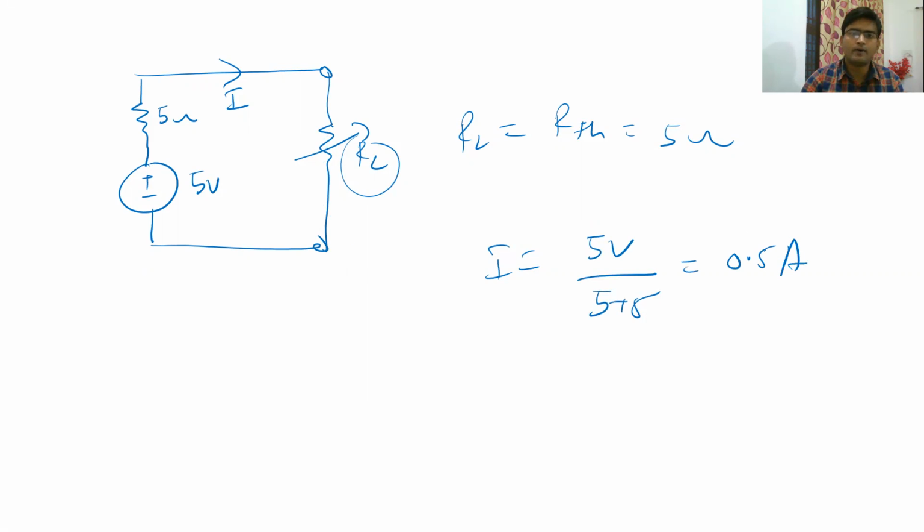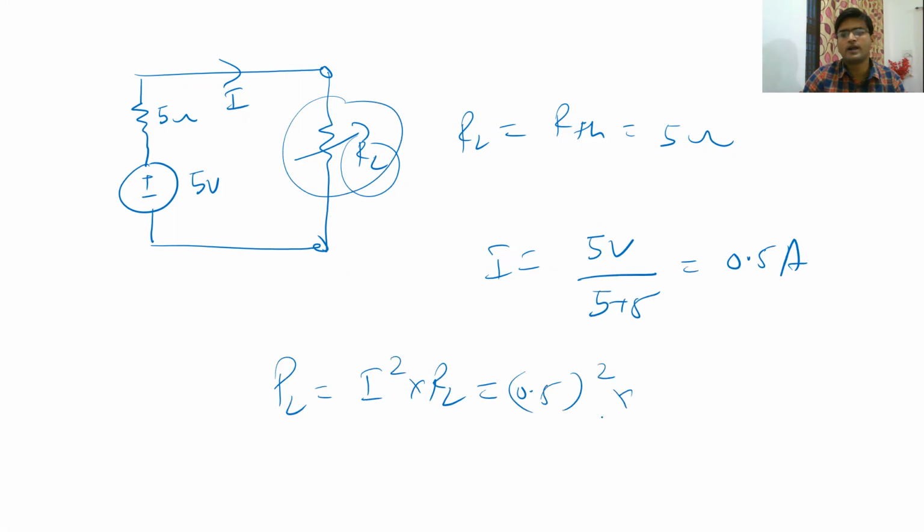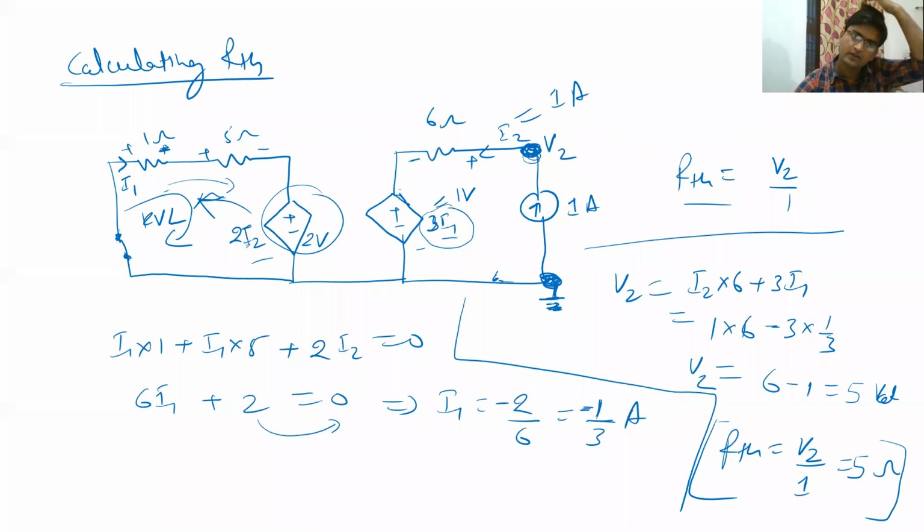Can you tell me the power dissipated in this load resistor? PL will be nothing but equal to I square into RL. So 0.5 whole squared into 5. What will be the final value? It will be 1.25 watts. So this is how you calculate answers for such kind of examples.